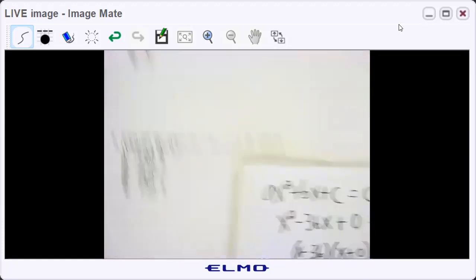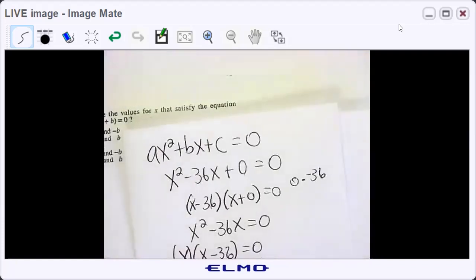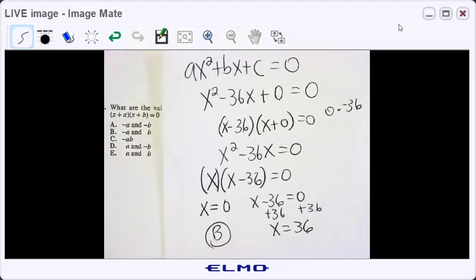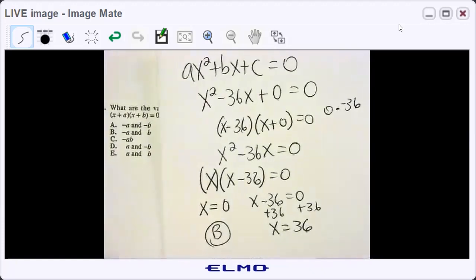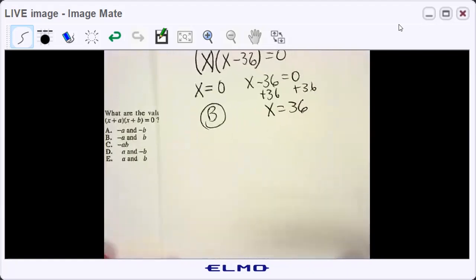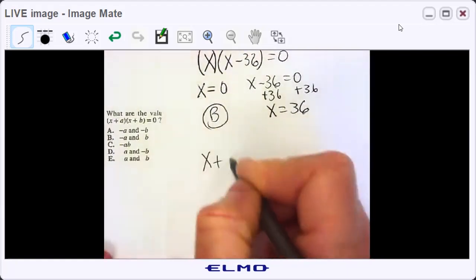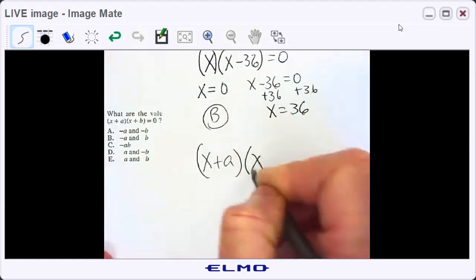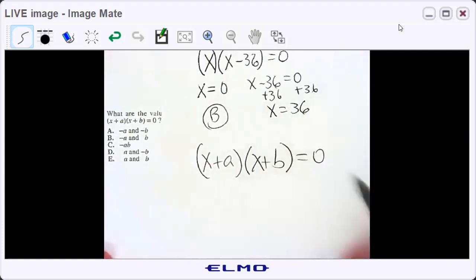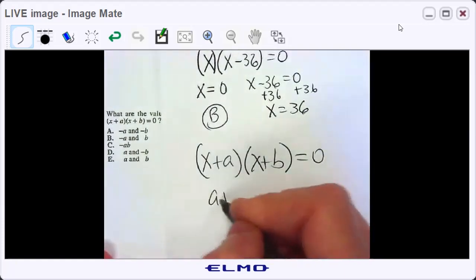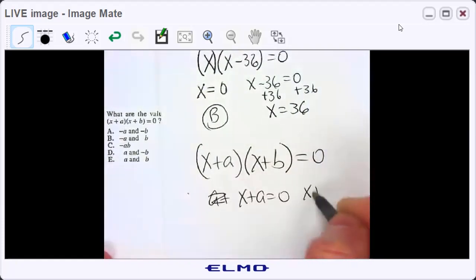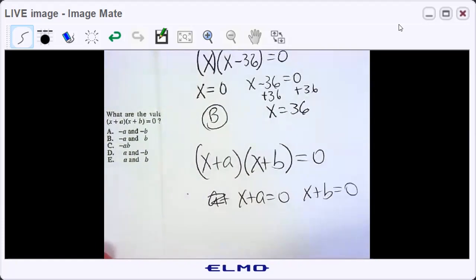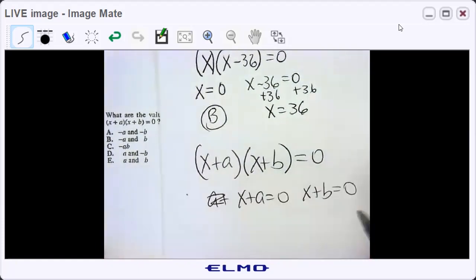Okay, and number 9, even though it's abstract, is really even easier. So what they're saying for number 9 is, what if I have something already factored, but I don't tell you what the numbers A and B are? Well, that's okay. We can still set both parentheses equal to 0, just like we've done for all of these factored quadratics. And how would you solve it for x?